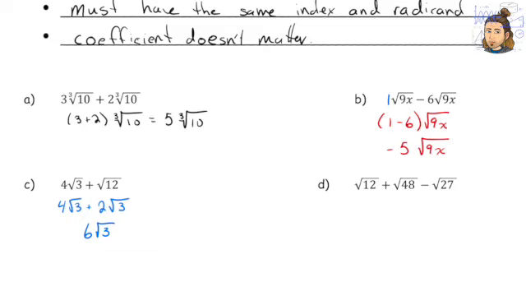Okay, look here at D. None of these 3 match, so we can't add them unless we can make the index and the radicand match. Unless we can make that radical fully match, we can't add or subtract them.